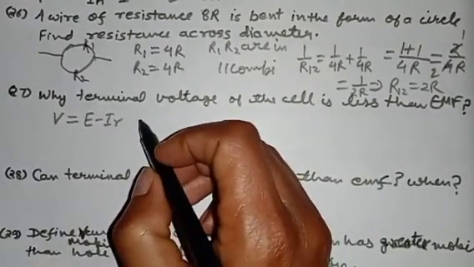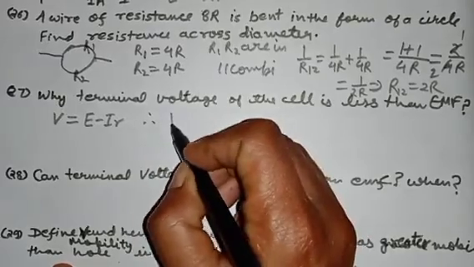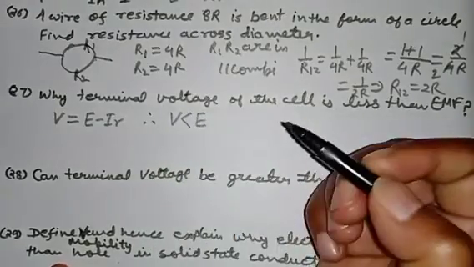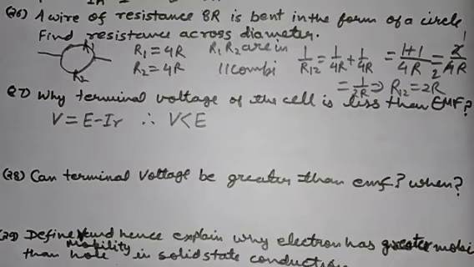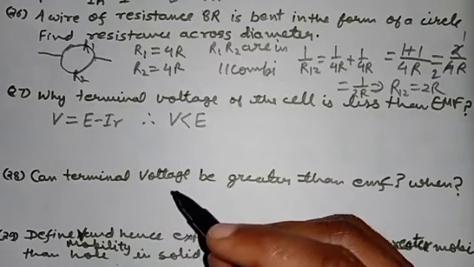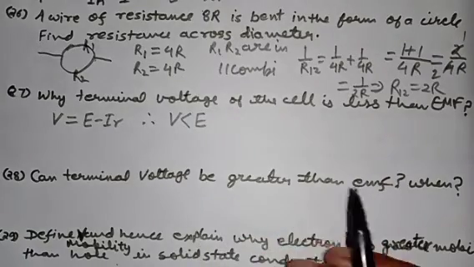Therefore V is always less than E. That's all. And if you want to write a theoretical answer, then the answer will be: because some of the current, the cell has to deliver through its electrolyte. So some potential drops inside it. That is why terminal potential difference is lesser.